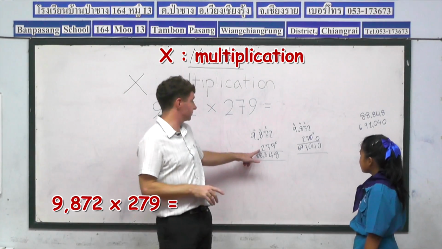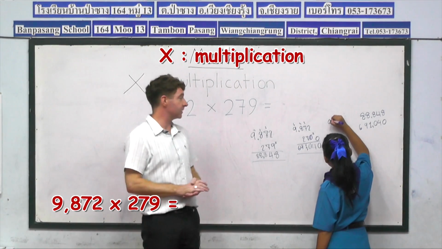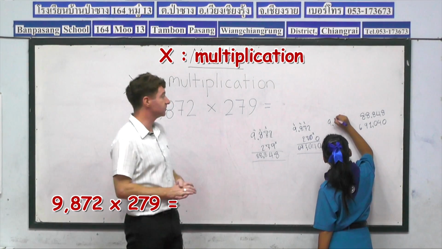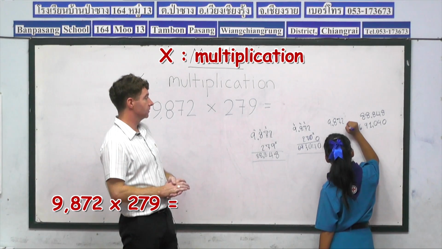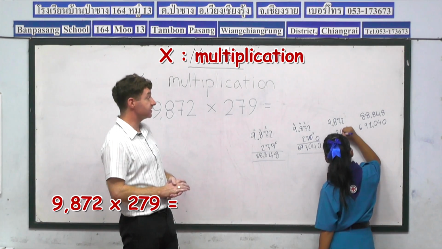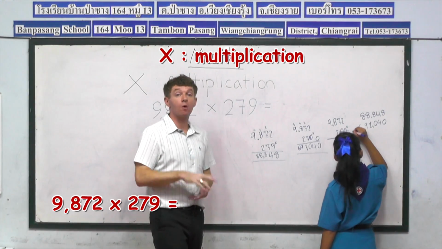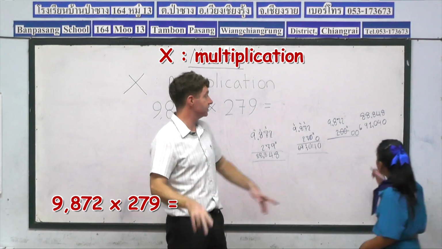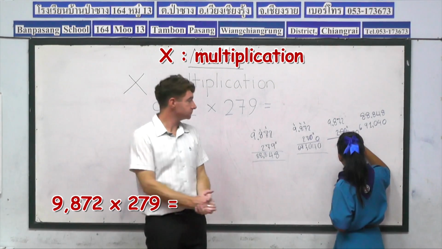How many hundreds do we have? 200. Okay, so our next calculation, 9,872 and 200, yes. 2 zeros that we remove. So now, 2 times 2 equals 4.